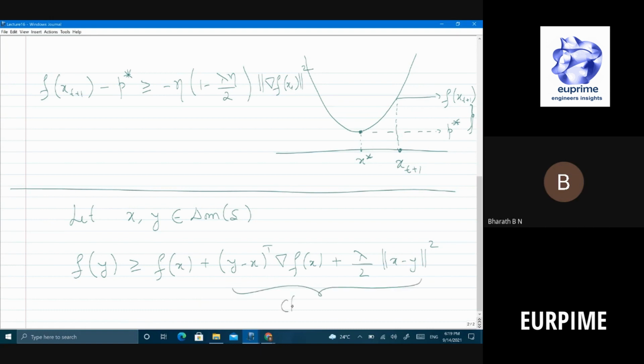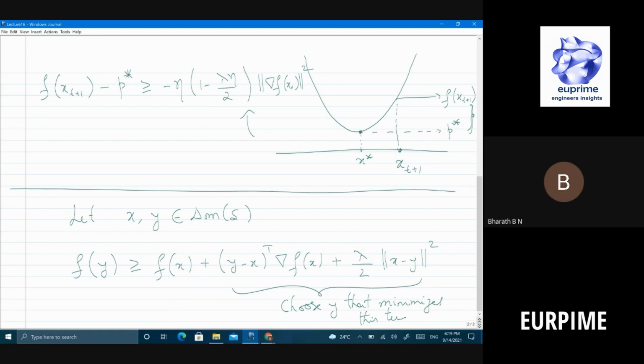So choose y that minimizes this term. So how do you choose the y that minimizes this term? We will come back to this, okay? We'll fix this and come back. So how do you choose y that minimizes this? What y will you choose?